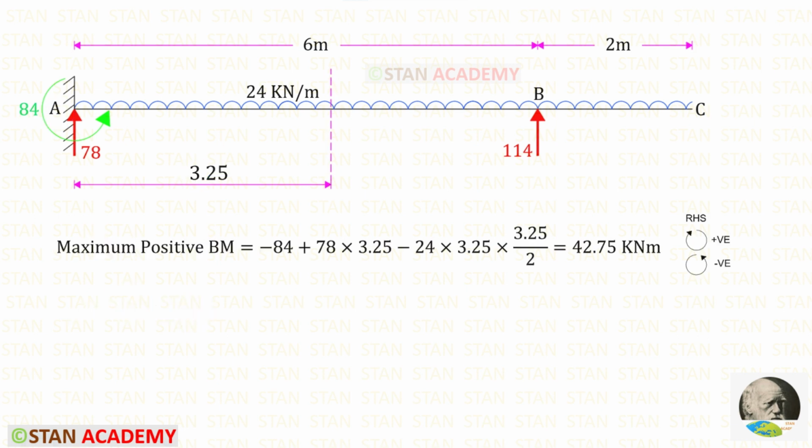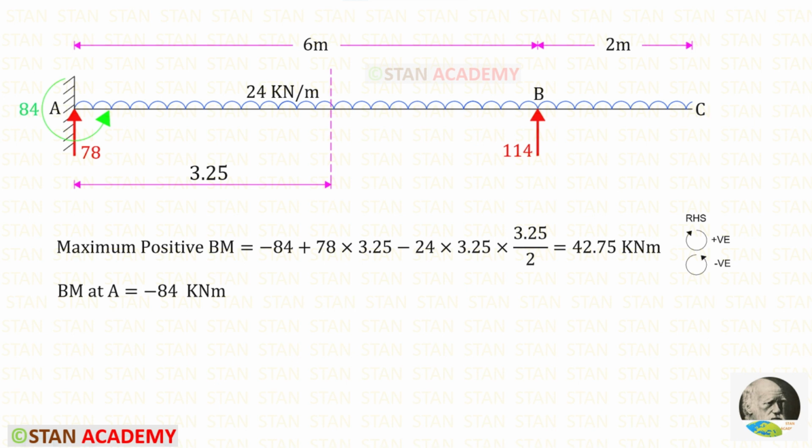Now let us find the maximum positive bending moment. We can use right hand side rule. MA is acting in the anti-clockwise direction, so that it will be negative. RA is acting in the clockwise direction, so that it will be positive, and the distance is 3.25. The uniformly distributed load is acting in the anti-clockwise direction, so that it will be negative. We know that with the UDL we have to multiply the distance and then the distance by 2. For the maximum positive bending moment, we will get 42.75.